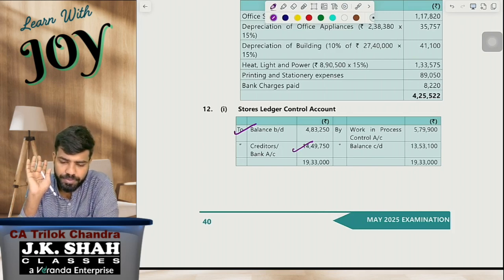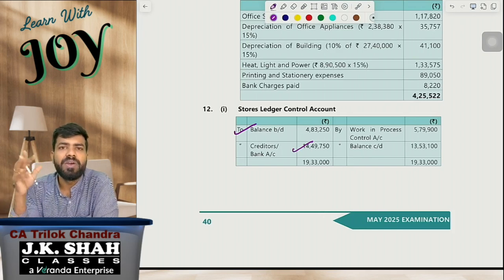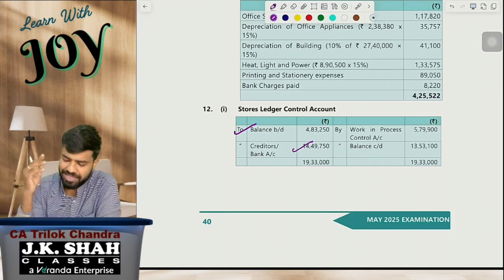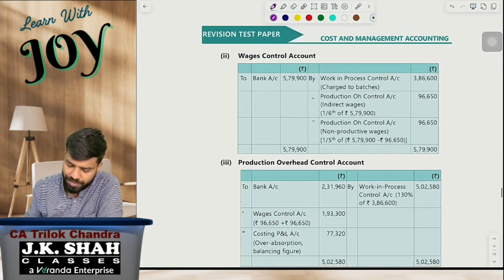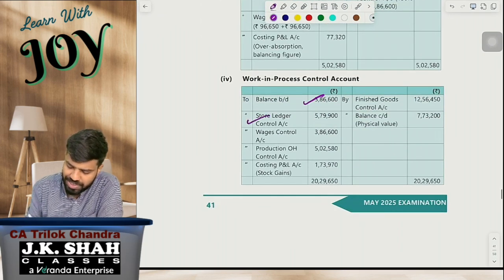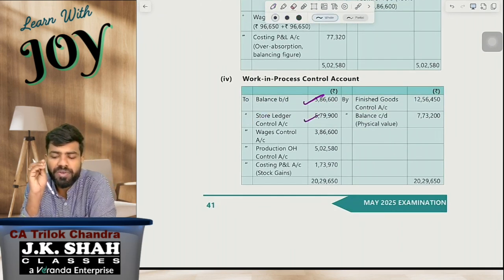Okay, next. Material issued to production. What is the entry for this? Work in progress account debit to SLC account. In SLC account, we will write by work in progress 5,79,900. In work in progress, we will write to SLC account 5,79,900. Are you clear on this?